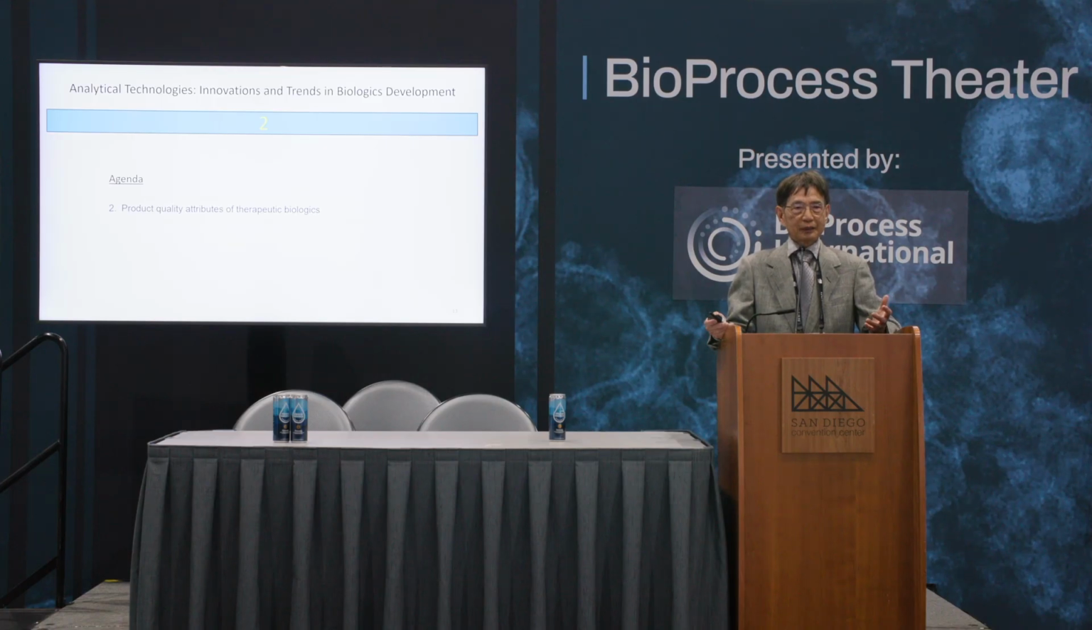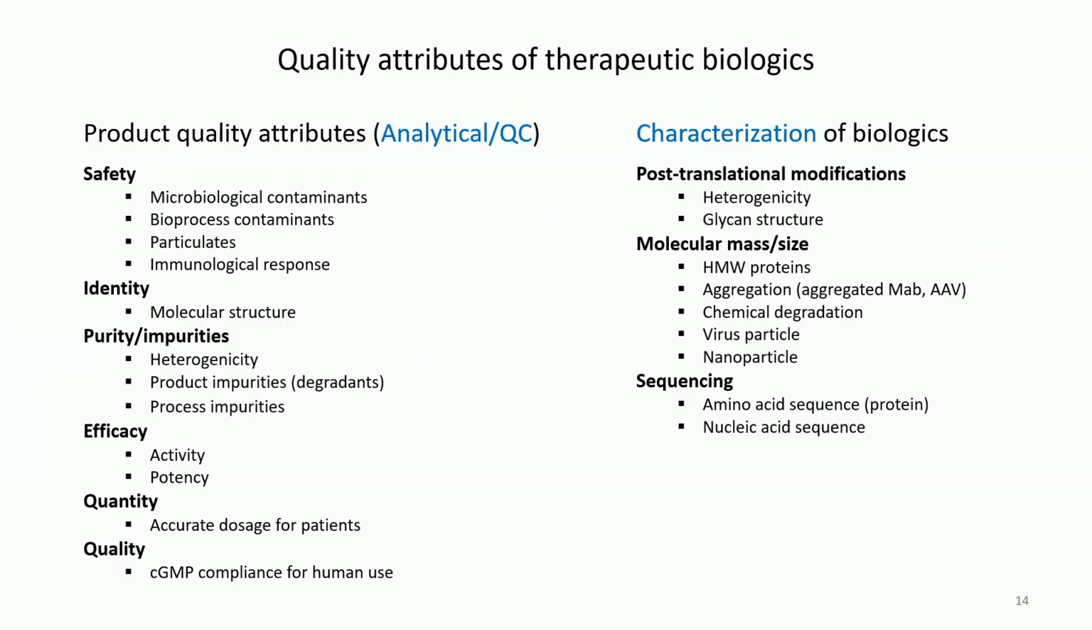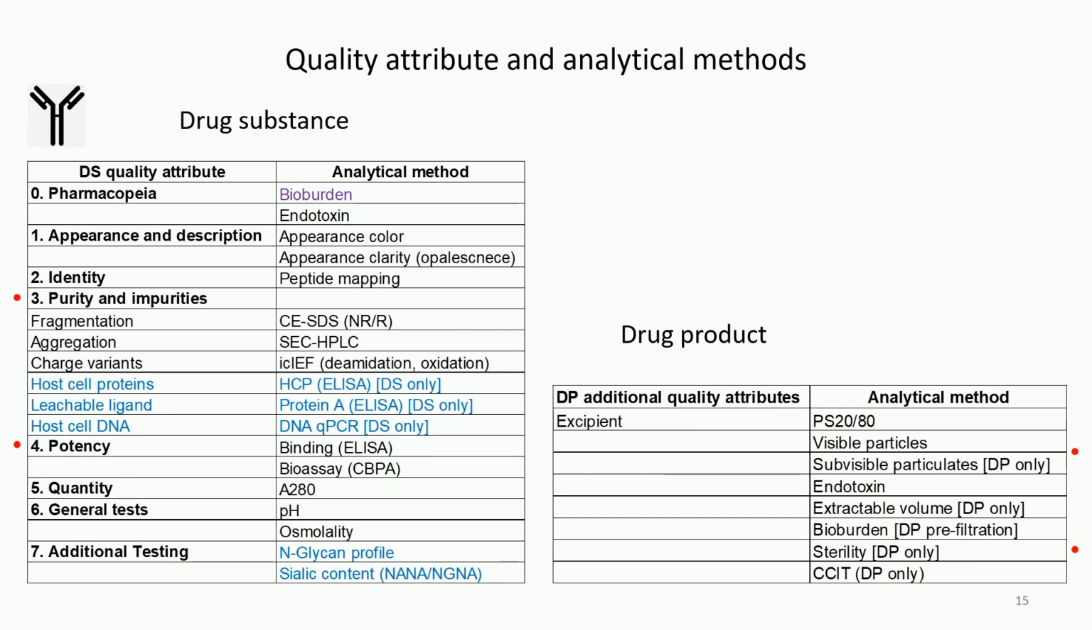Okay, now we go to the second part, which is the quality attribute, right? For any biologic, the quality attributes fall into 2 sections. One is called analytical and QC, which is always under GMP guidance. But the other part is called characterization, which is not really GMP, but still a very important part for filing an IND or BLA. So on the left side, you have 7: safety, identity. I'm not going to read through all of this, but basically, your quality attributes include the following. And this is a summary slide based on ICH Q6B.